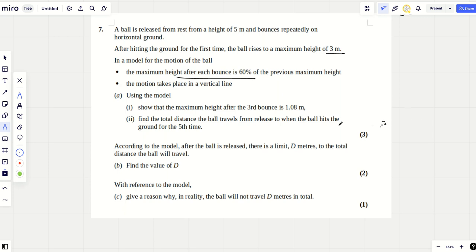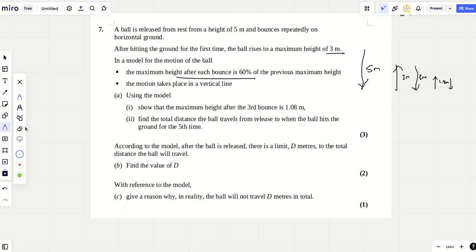This is about geometric sequences. Yeah, that's the first thing to recognize. But actually, for part A, you're almost better off just doing it with a little diagram showing what's going on. We've got 5 meters falling on the way down. Then it's bouncing 3 meters up, 3 meters down. Then it's bouncing 1.8 meters up, 1.8 meters down.